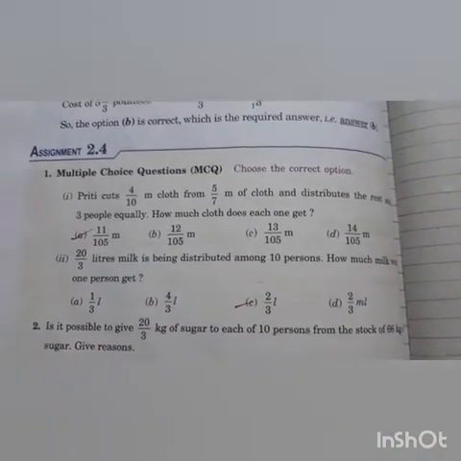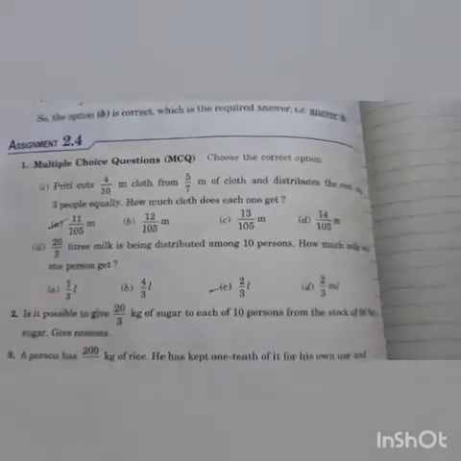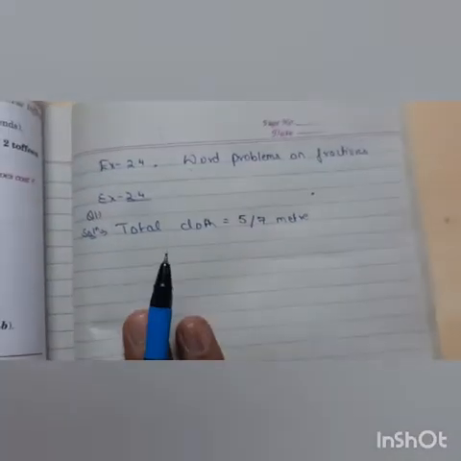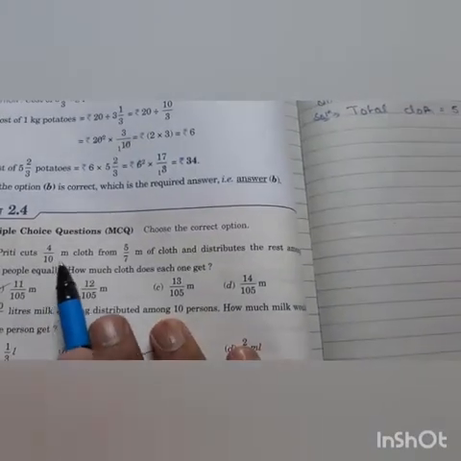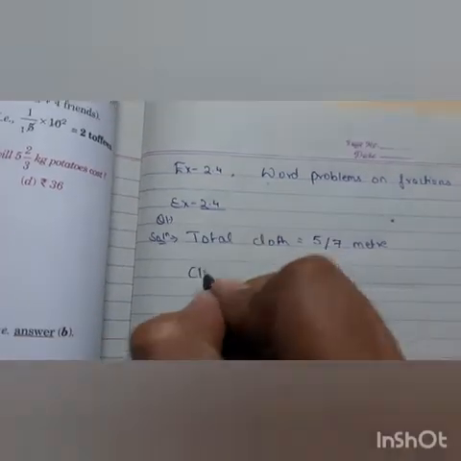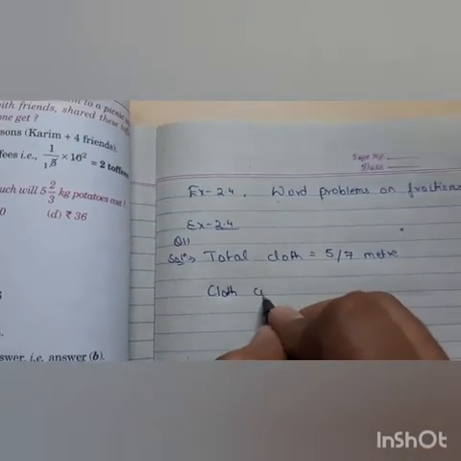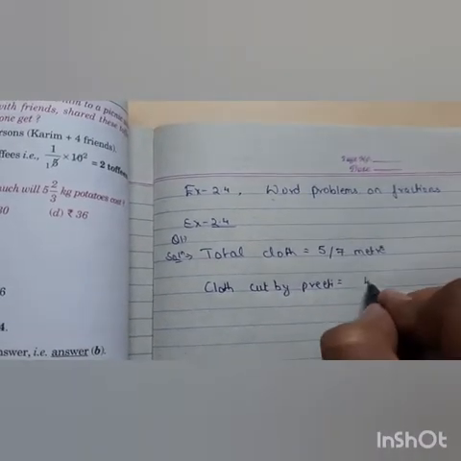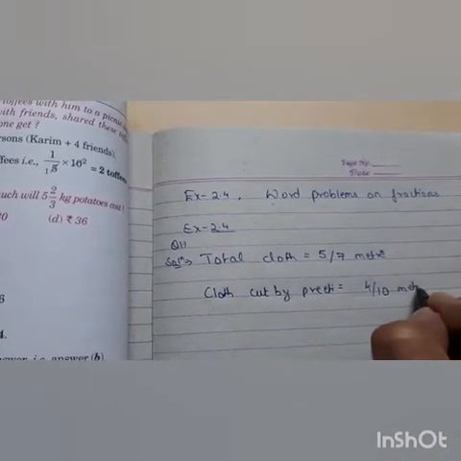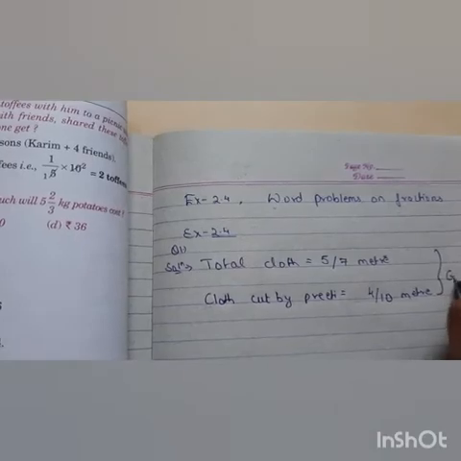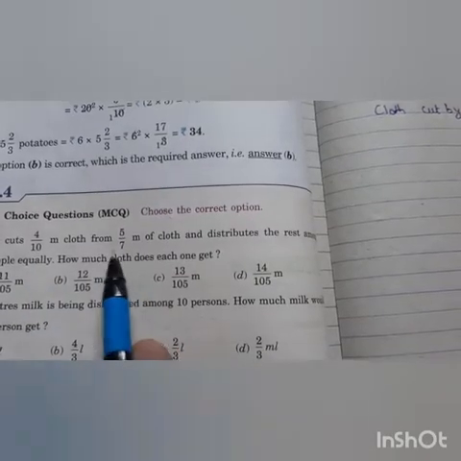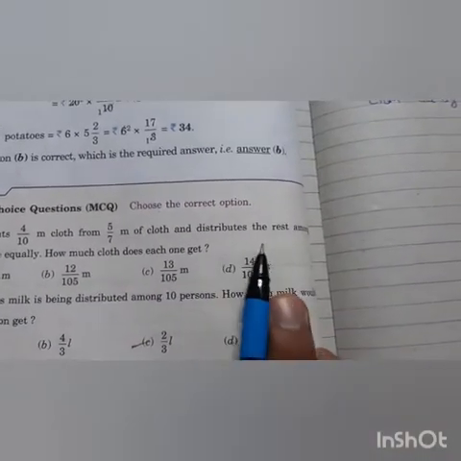So first, let's solve it mathematically. First write down what is the total cloth. Total cloth is 5 upon 7 meter. Now Preeti cuts 4 by 10 meter from 5 by 7 meter, so the cloth cut by Preeti is equal to 4 upon 10 meter. Both these things are already given in the question. After cutting this much cloth from the total, she distributes the rest.